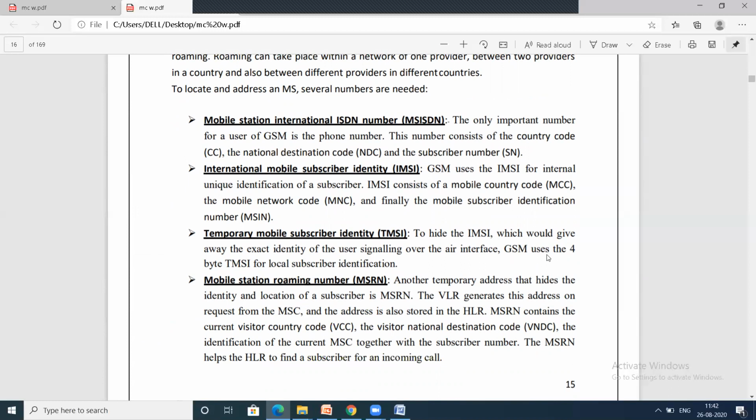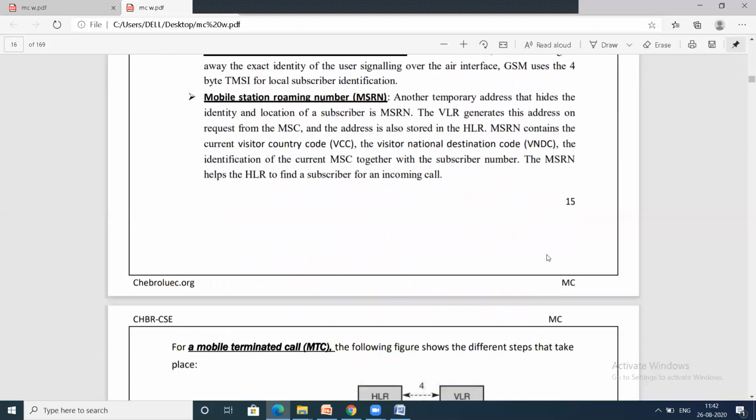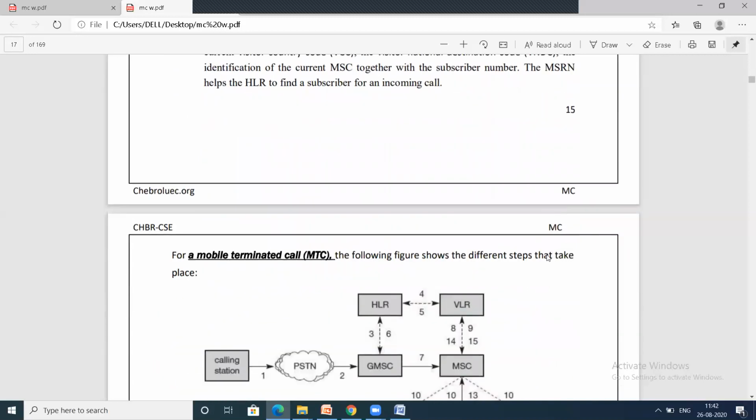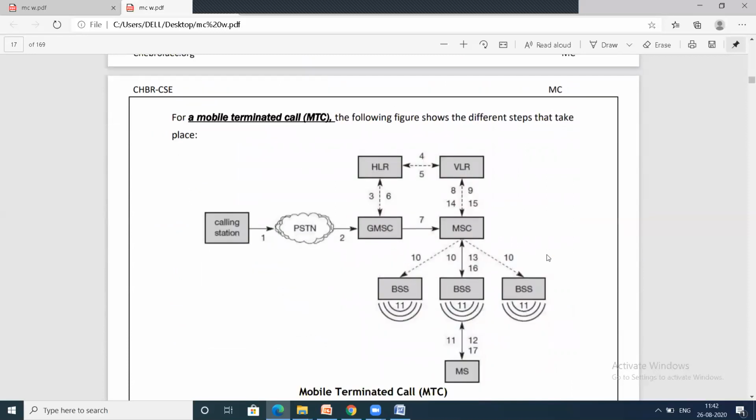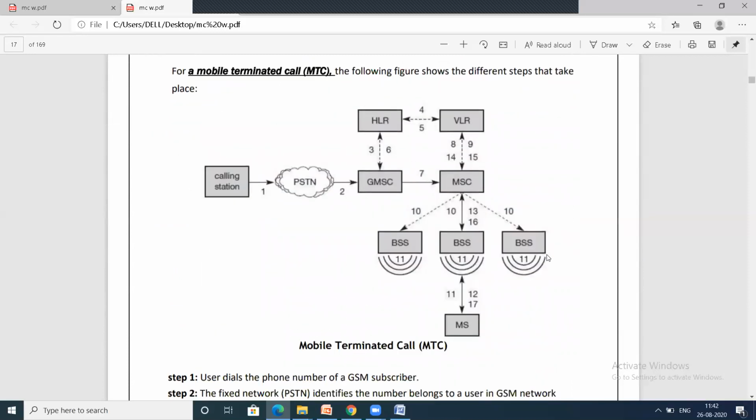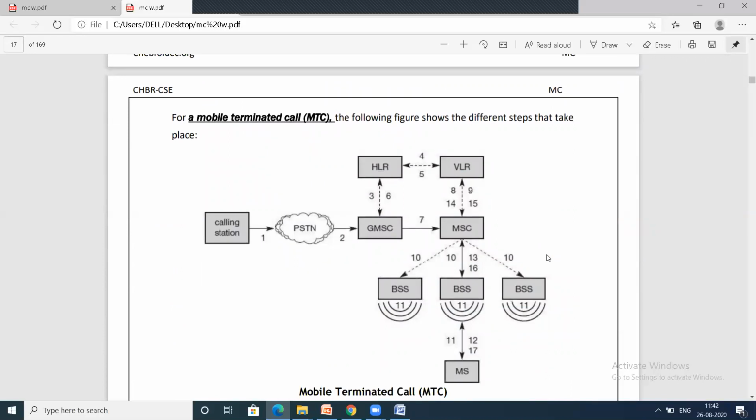Sometimes, depending upon the locations, the following numbers may be required. Those are MSISDN numbers, IMSI numbers, TMSI numbers, and MSRN numbers. These are all the several types of numbers which are required to locate mobile stations.